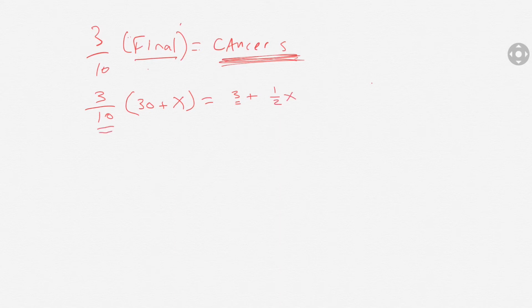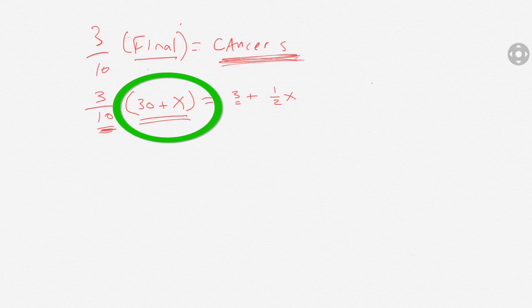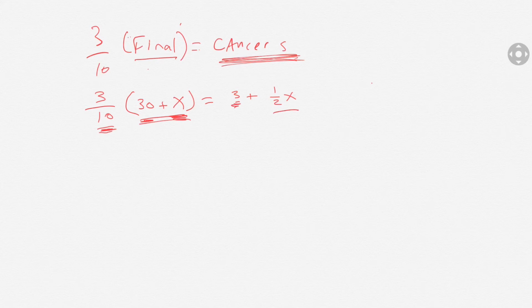Let's go over this one more time. The 3/10 is the percentage of Cancer signs we want out of the whole class. 30 plus X is the whole class. We started with 30, and we don't know how much we're adding, so we'll call it X. Okay, and 3/10 of that whole class will equal how many Cancer signs we have. And how many Cancer signs we have is what we started with, which is 3, plus what we're adding. We don't know how many students we're adding, but we do know half of them will be Cancer signs.